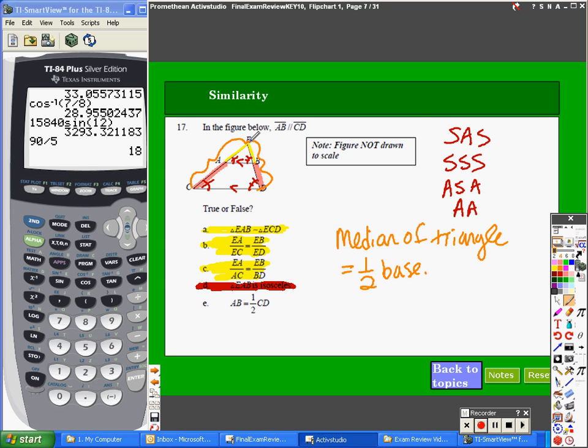So do we know that EB is equal to BD? Or do we know that EA is equal to AC? If we did, then that would be true. But right now we do not know that. If EA is equal to AC, then AB is a median. But if it's not, then that's not true. So we're going to go back and say right now, that is false. We do not have enough information for that one.